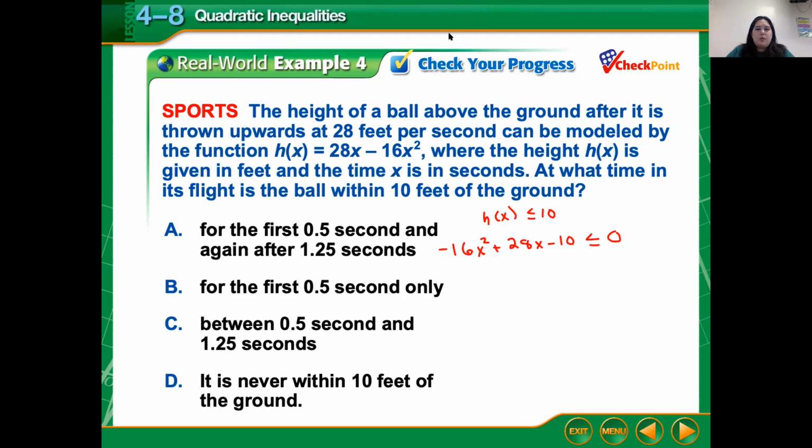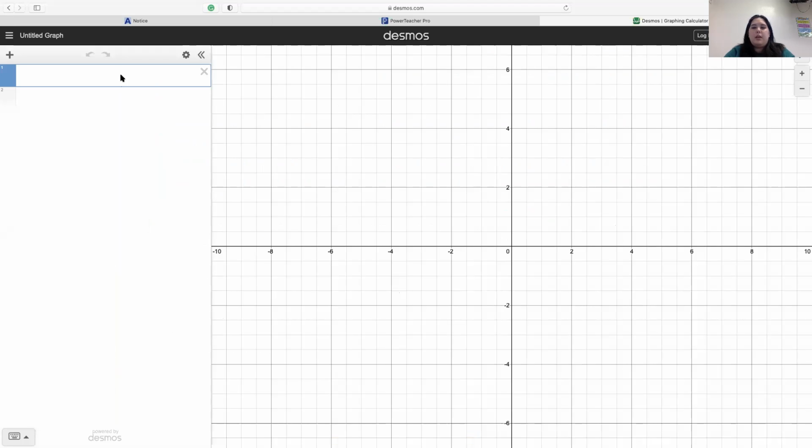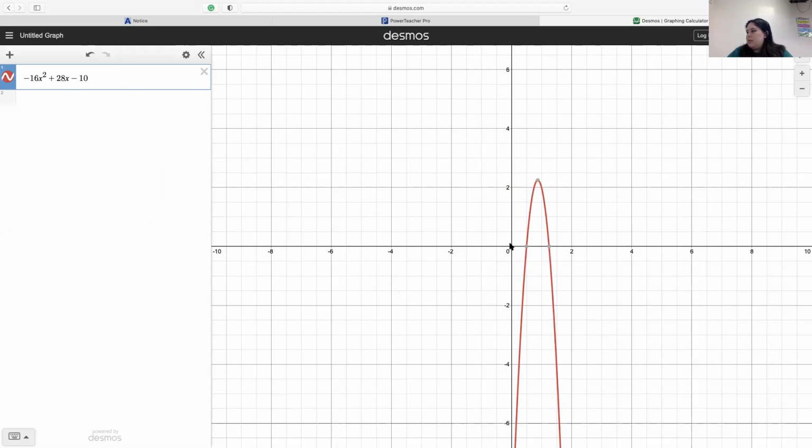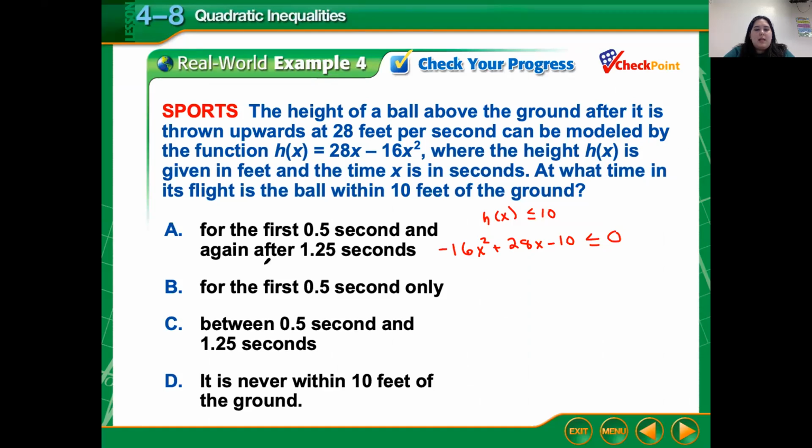I'm going to switch over to Desmos to show you that one. So here we are. We're going to type in negative 16x squared plus 28x minus 10. So we're looking for when it hits 0. And we get 0.5 and 1.25. So going back to our question, we see that point for the first 0.5 seconds, and again after 1.25 seconds, so we're going to go with A.